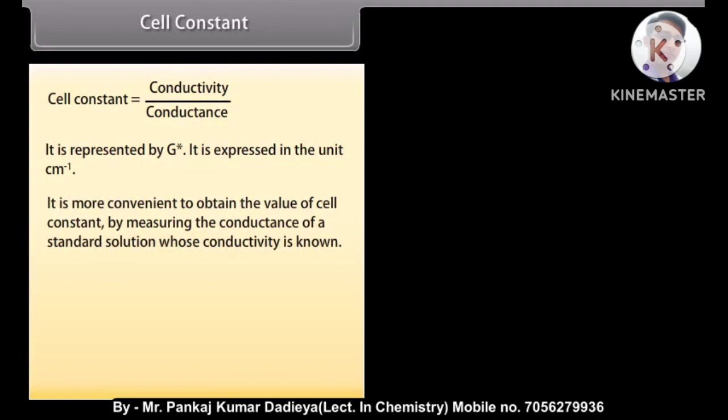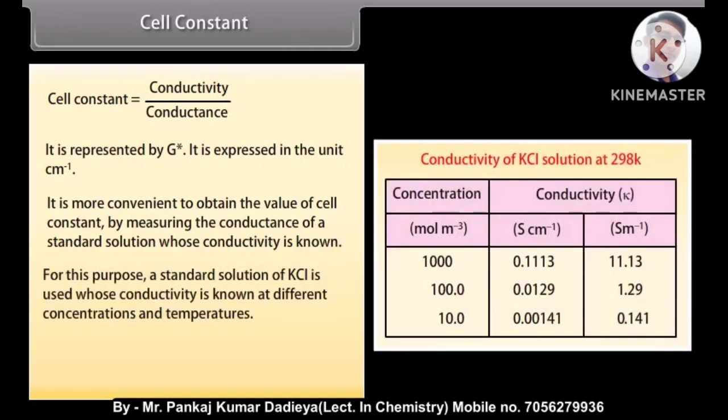It is more convenient to obtain the value of cell constant by measuring the conductance of a standard solution whose conductivity is known. For this purpose, a standard solution of KCl is used, whose conductivity is known at different concentrations and temperatures. Cell constant is equal to 0.012886 upon X. Once the cell constant is known, the conductivity can be calculated from the measured conductance or measured resistance of the electrolytic solution.